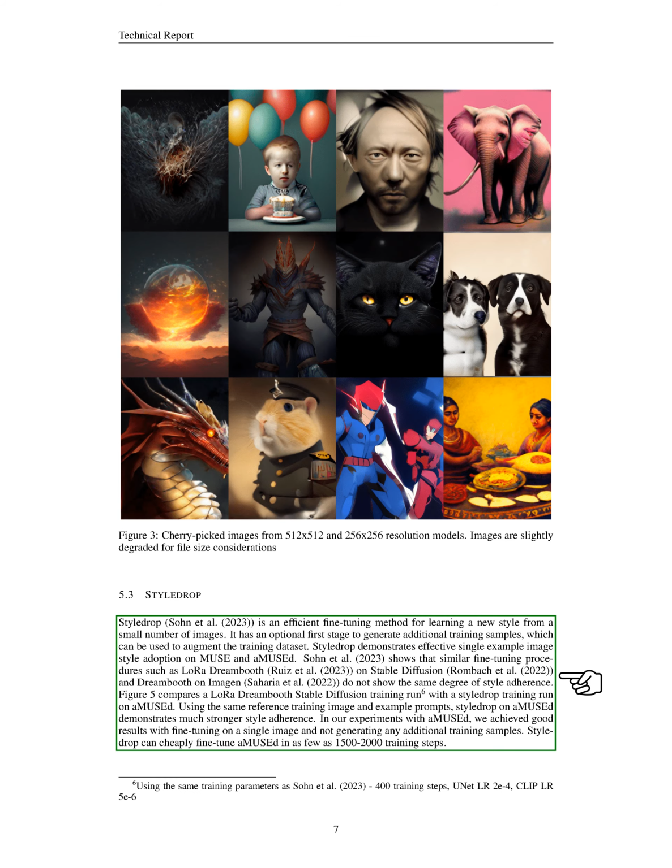In Section 5.3, we introduce style drop, an efficient fine-tuning method for learning a new style from a small number of images. Style drop has an optional first stage to generate additional training samples, which can be used to augment the training dataset. Our experiments show that style drop demonstrates effective single-example image style adoption on MUSE and aMUSEd. Other fine-tuning procedures, such as LoRA Dreambooth on Stable Diffusion and Dreambooth on Imagen, do not show the same degree of style adherence. In our experiments with aMUSEd, we achieved good results with fine-tuning on a single image and not generating any additional training samples. Style drop can fine-tune aMUSEd in as few as 1,500 to 2,000 training steps.